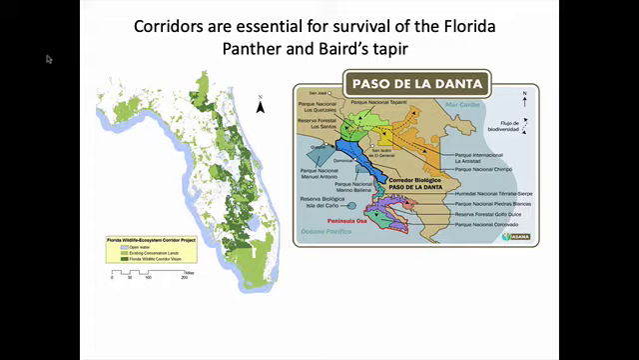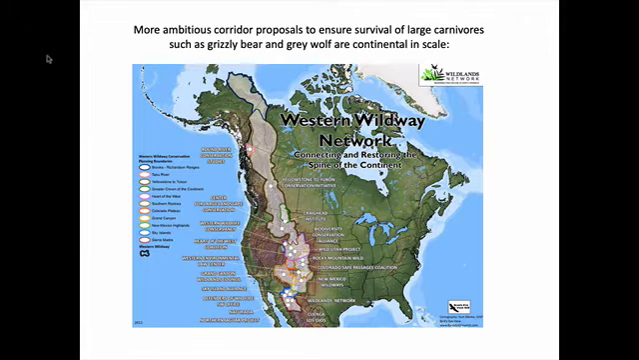There are some even more ambitious corridor projects being considered. Here's perhaps the most ambitious. This is the Western Wildway, which would connect the Arctic National Wildlife Refuge all the way to Mexico using the Rocky Mountains and existing protected areas in Canada and the United States as a wildlife corridor for wolves, for grizzly bears, for lots of other species that are large and need large areas of contiguous habitat for their populations to survive.